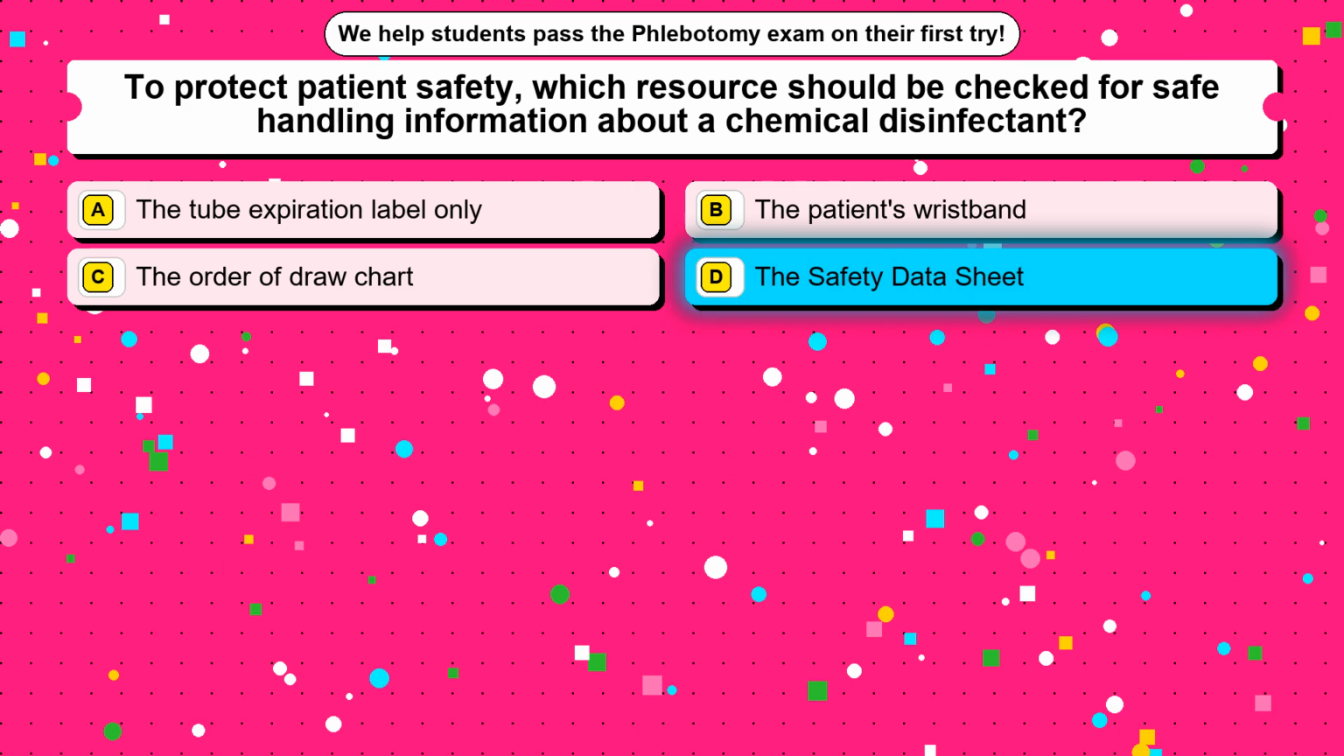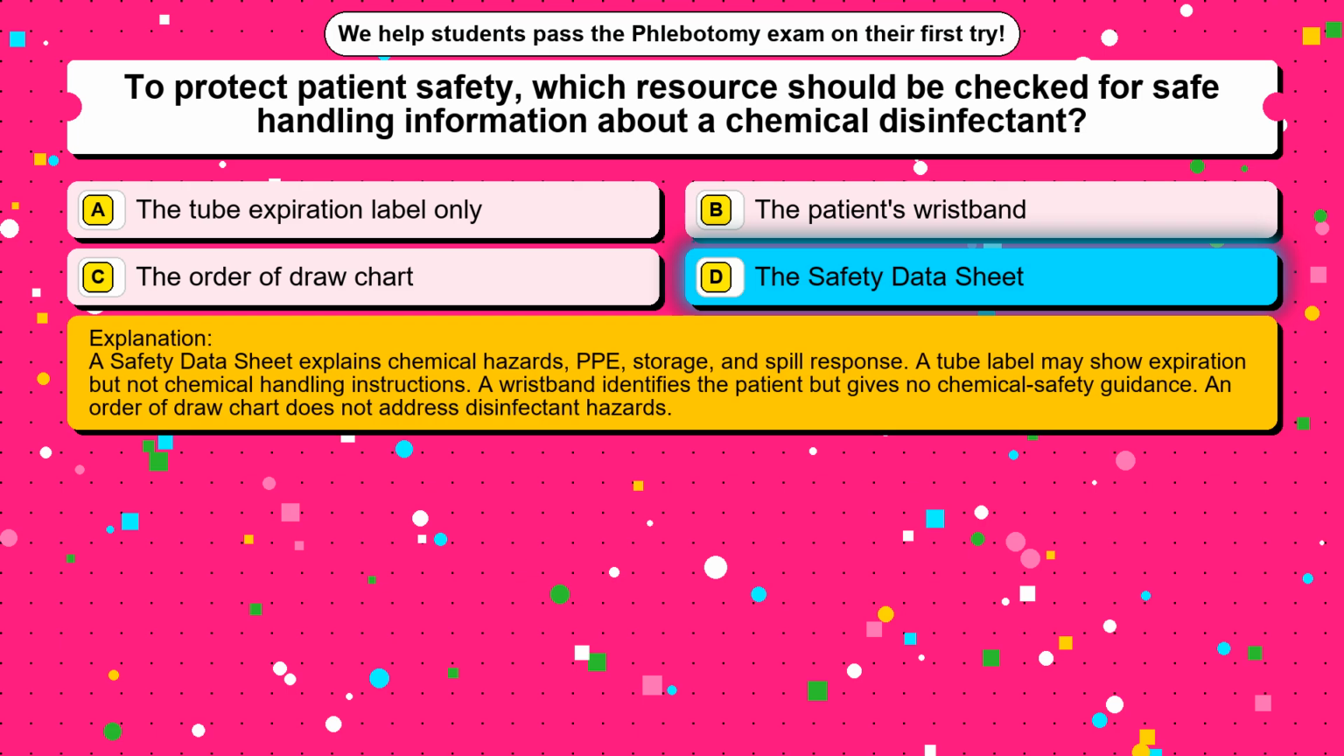The safety data sheet. A safety data sheet explains chemical hazards, PPE, storage, and spill response. A tube label may show expiration but not chemical handling instructions. A wristband identifies the patient but gives no chemical safety guidance. An order of draw chart does not address disinfectant hazards.